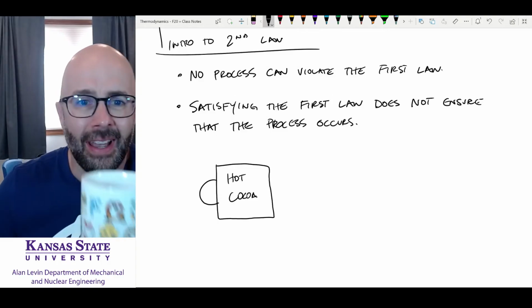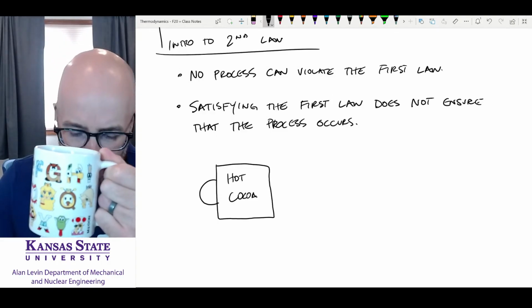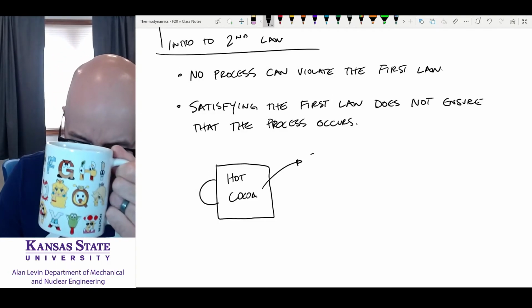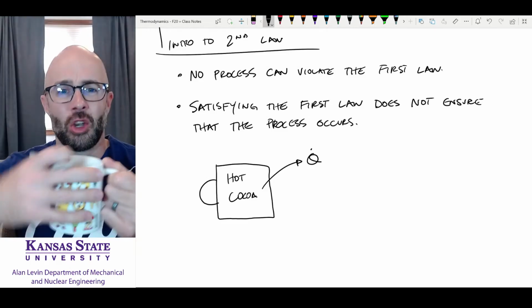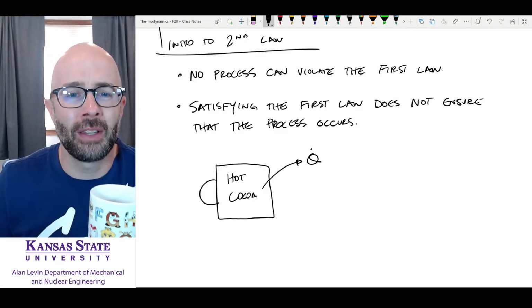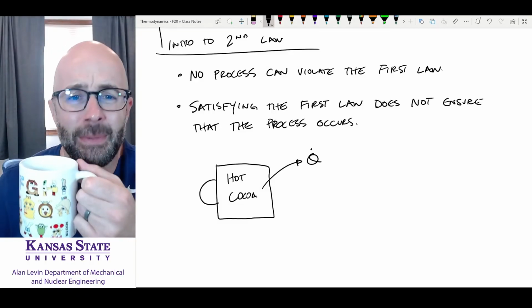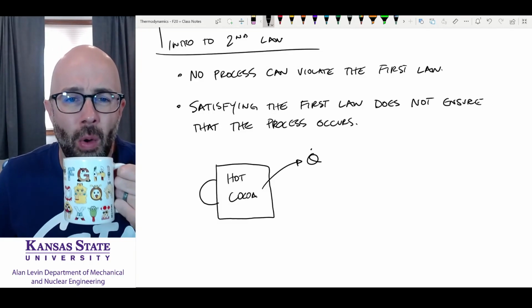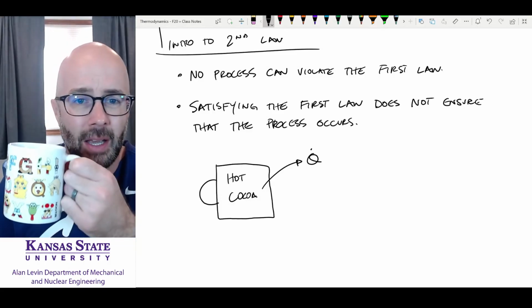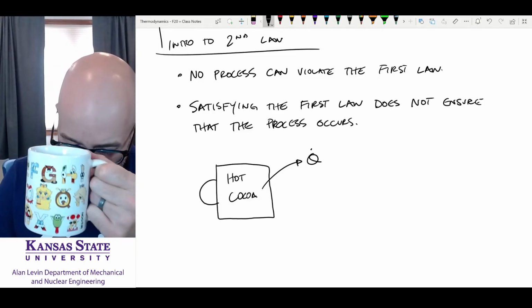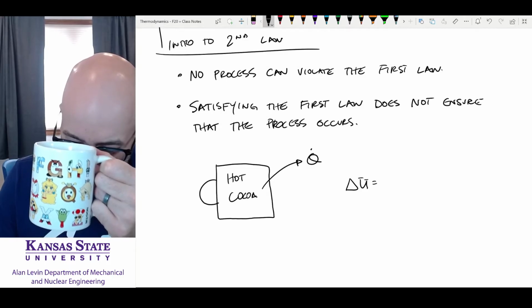Now what happens when this is full of hot cocoa is heat leaves this mug. It cools down because otherwise we're going to burn the top of our mouth, right? That's happened to me before. It happens to everybody. So you wait, you blow. Convection, everything happening. Now this is saying delta U is equal to Q minus W.